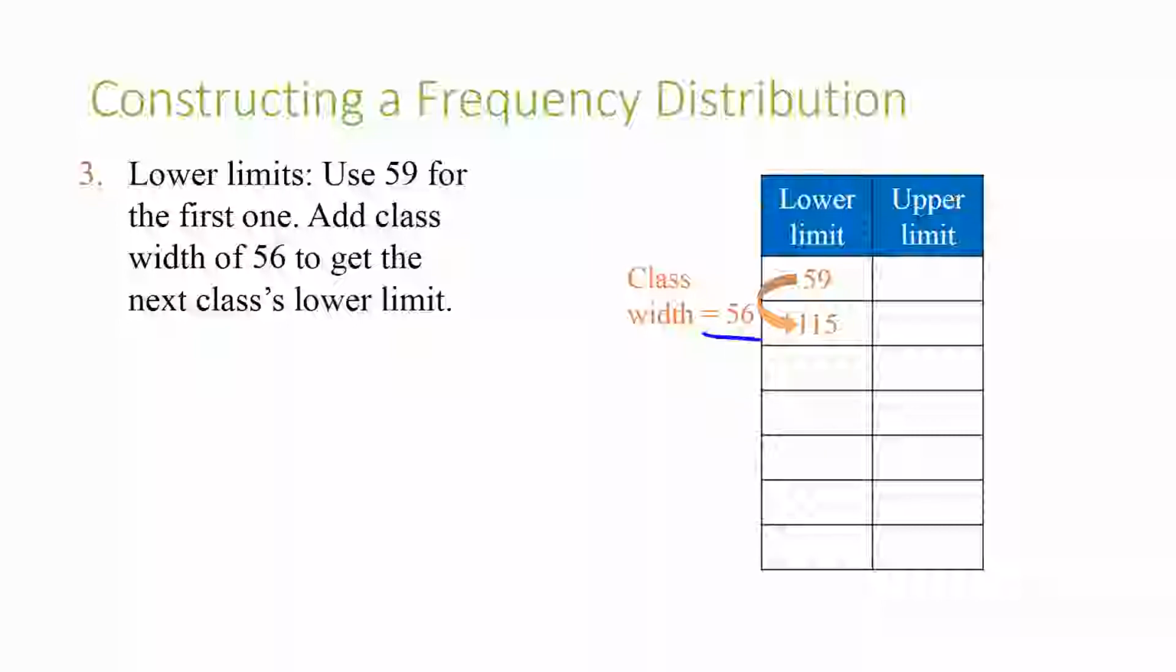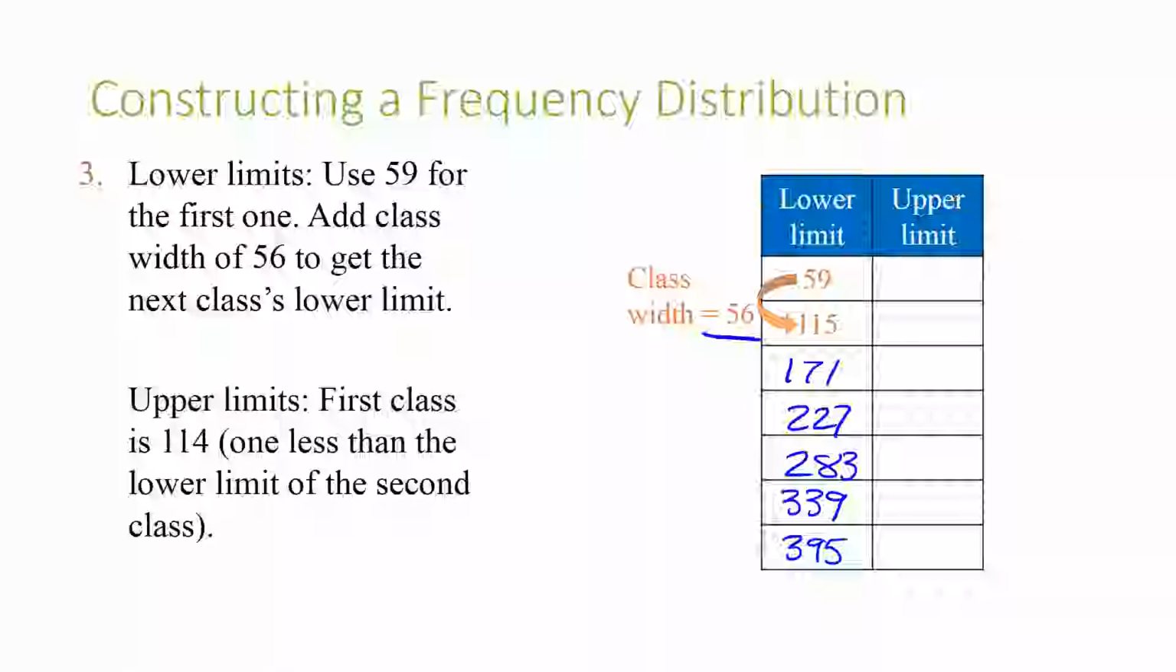Then we add our class width of 56 to get 115. And then we add it again. We add 56 to the 115 to get 171. Add 56 again, 227, and again 283, and again 339, and then for our 7th class, 395.